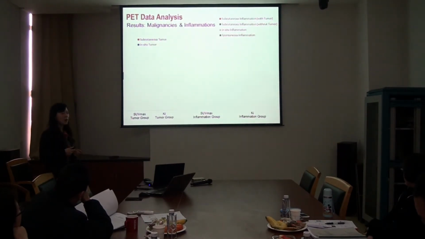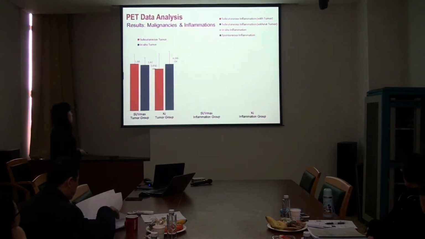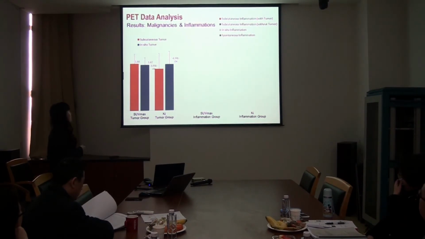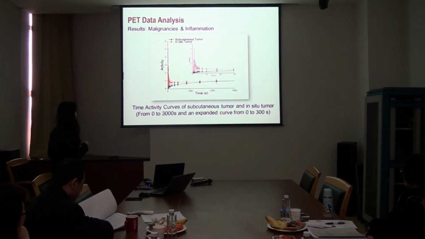And for the same kind of lesion at different body locations, we found that both static and kinetic parameters fail to differentiate subcutaneous and in situ tumors. In our dynamic PET acquisition results, we found a significant difference between the time activity data of subcutaneous and in situ tumor. So we can differentiate those two kinds of lesions using the time activity curve.